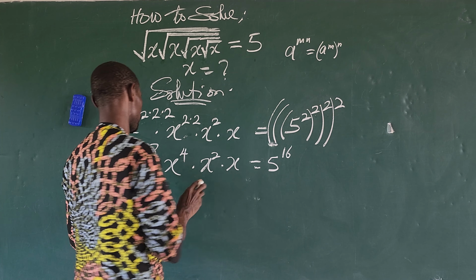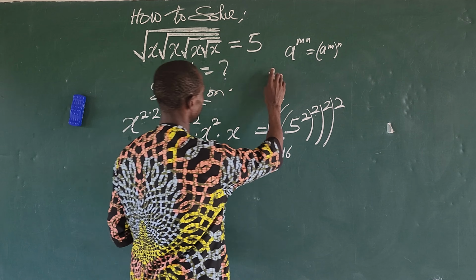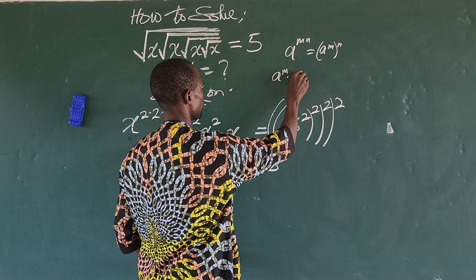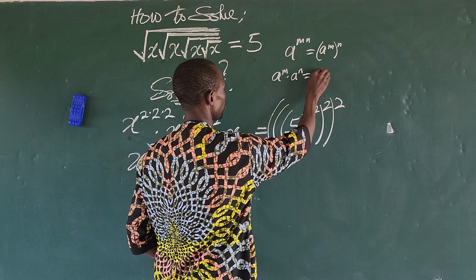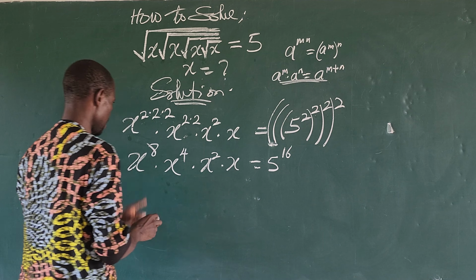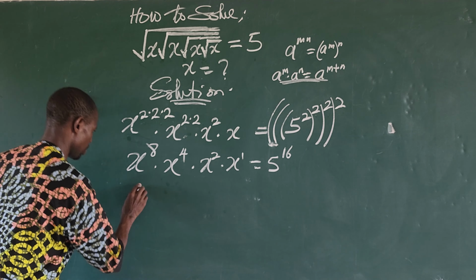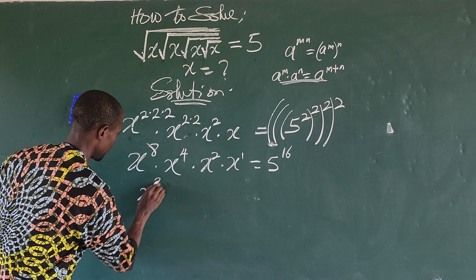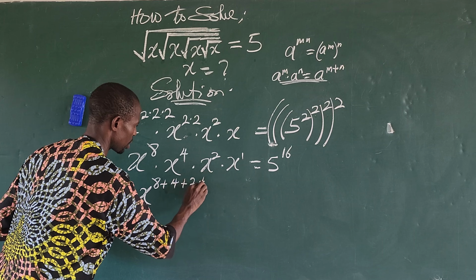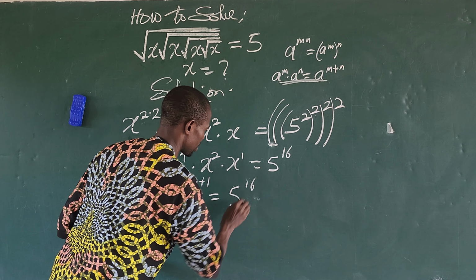Right. Now, according to the law of indices again, we say that if you have a to the power of m times a to the power of n, this is equal to a to the power of m plus n. Then if we also apply this, we can add these exponents. Here we have 1. Then we're going to have x raised to the power of 8 plus 4 plus 2 plus 1, everything equal to our 5 raised to the power of 16.